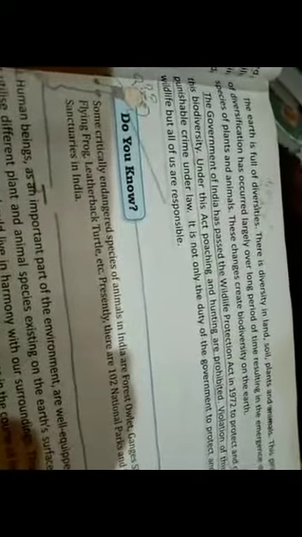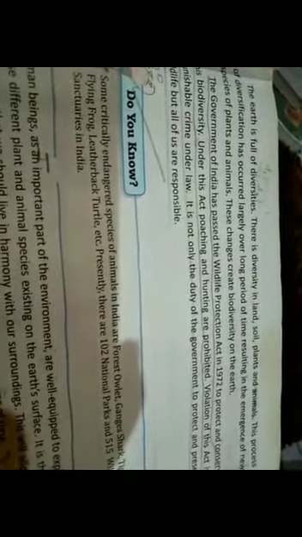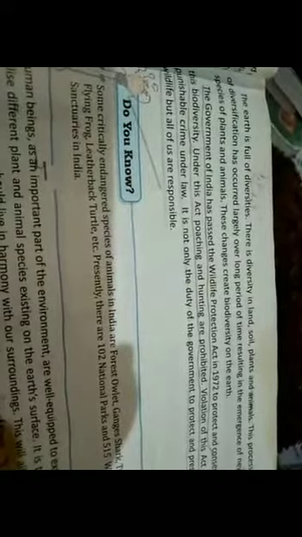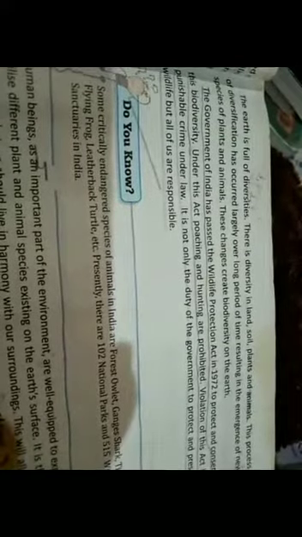The earth is full of diversities, meaning different varieties. There is diversity in land, soil, plants and animals. You can see soil is not the same. Somewhere you can find alluvial soil, red soil, black soil. And even land, somewhere it is rocky, somewhere it is soft soil, some are sandy. And plants and animals also have so many different varieties.